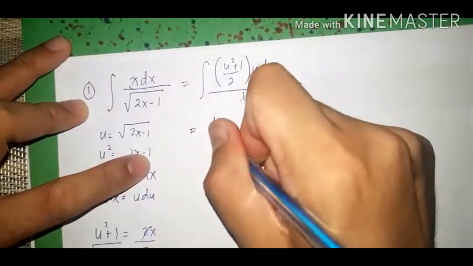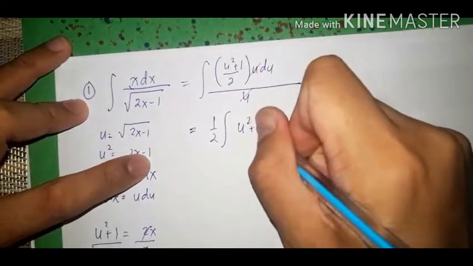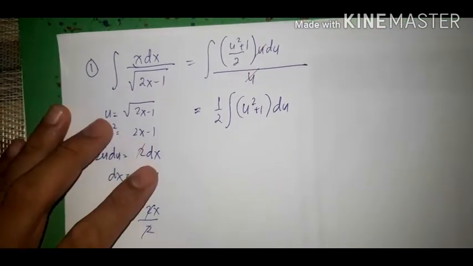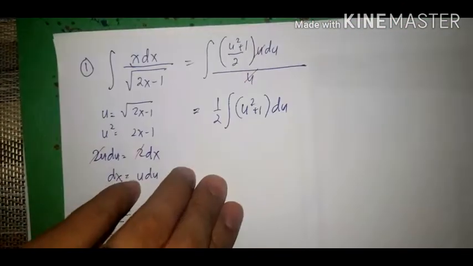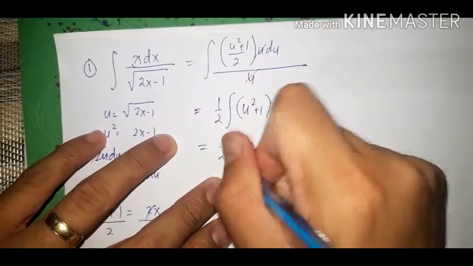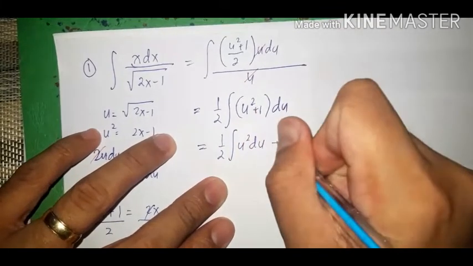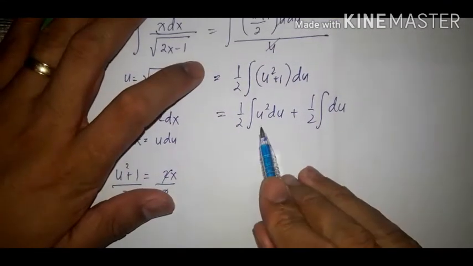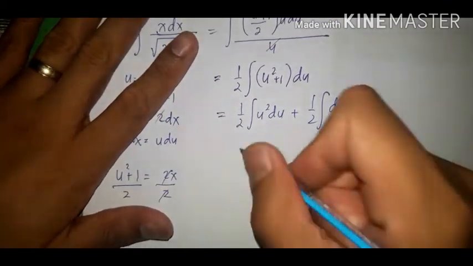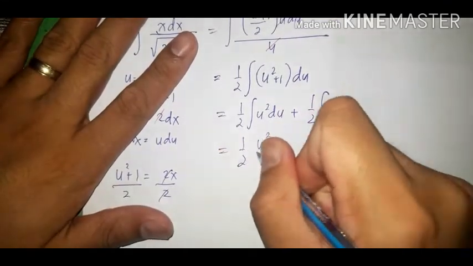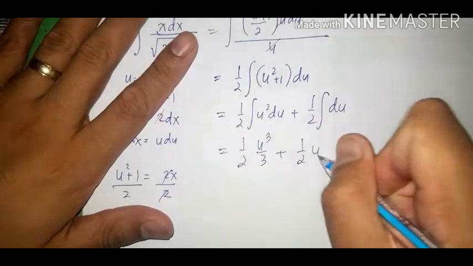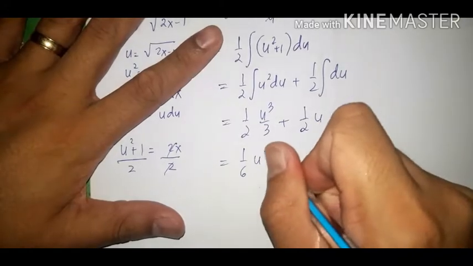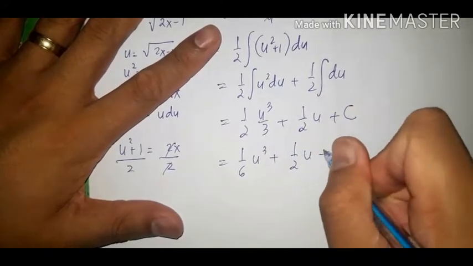So, this gives you 1/2 integral of u squared plus 1 du. So, pwede na siyang i-integrate gamit ang basic integration formula. So, this is simply 1/2 integral of u squared du plus 1/2 integral of du. So, this is general power formula, u to 2 plus 1. So, that gives you 1/2 u cubed over 3 plus 1/2 u plus c. So, this is 1 over 6 u cubed plus 1/2 u plus c.